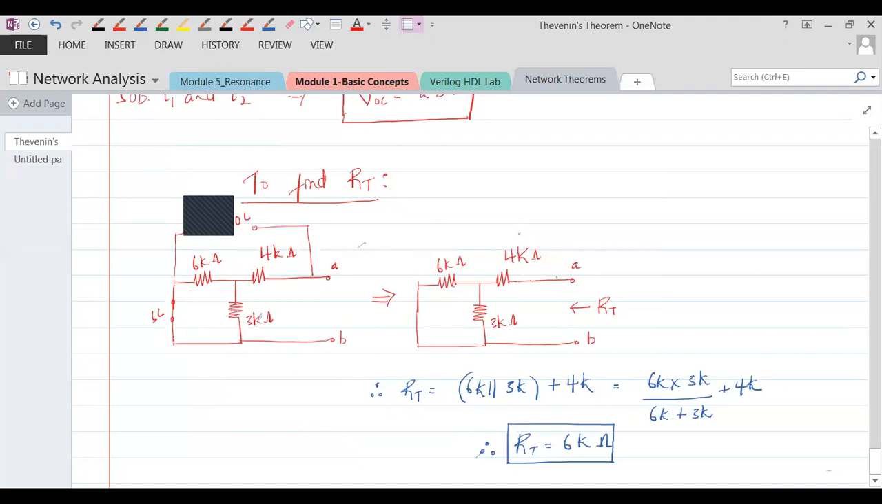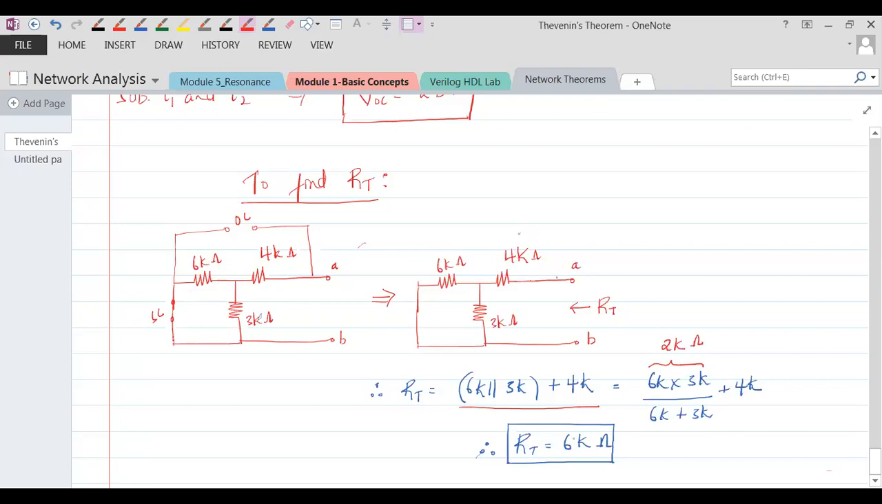What is RT? 6K and 3K are in parallel. Okay, and that parallel combination is in series with 4K. That is what is written here. 6K and 3K are in parallel, and that is in series with 4K. Okay, and this parallel combination is this particular combination. The parallel combination is 2 kilo ohms. Okay, so this 2 kilo ohms plus 4 kilo ohms would give you 6 kilo ohms.